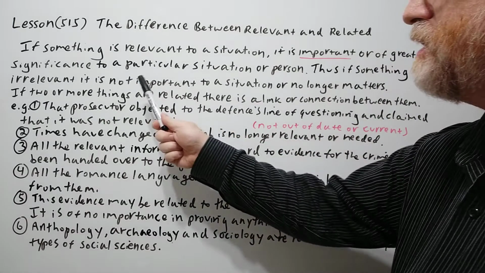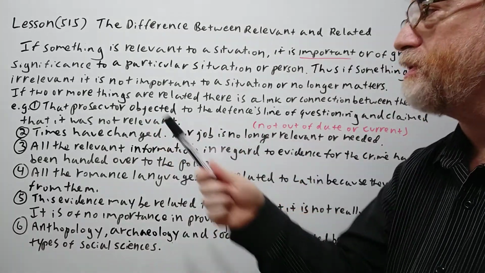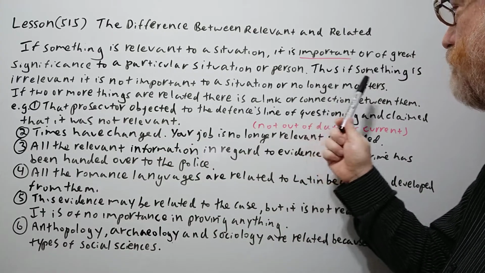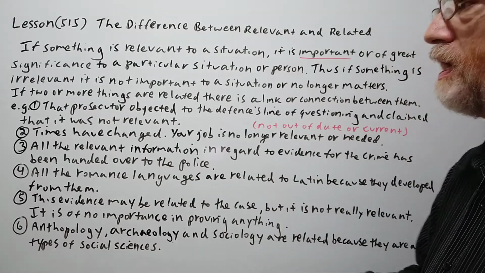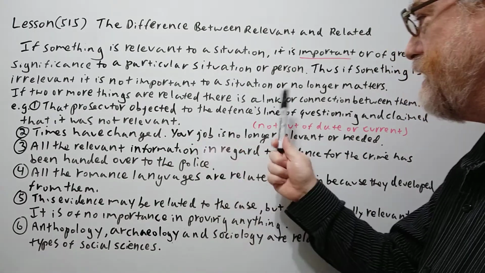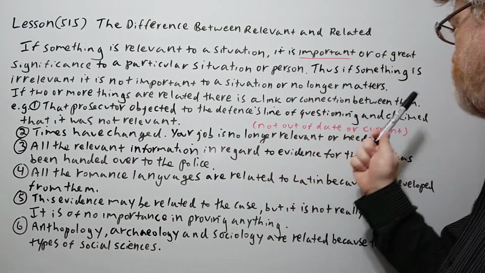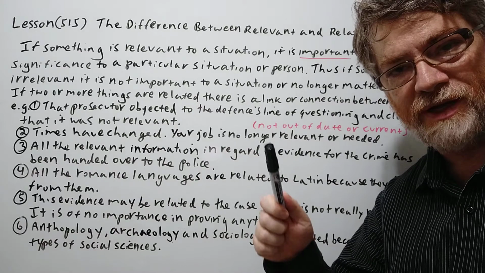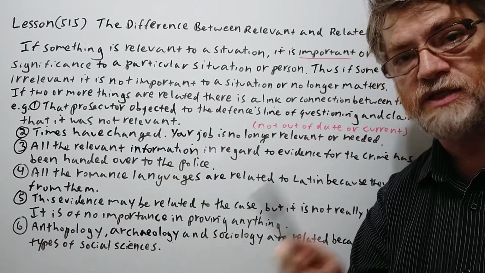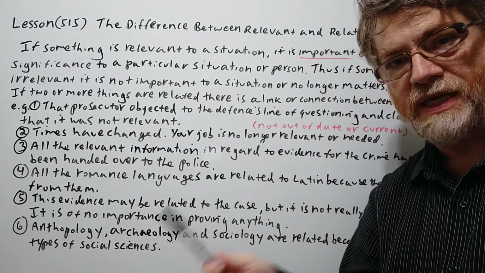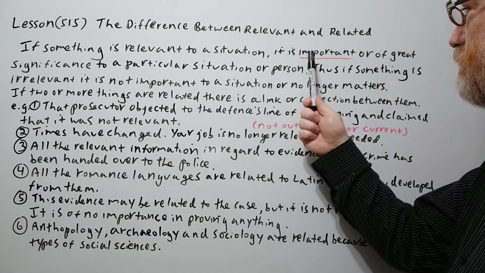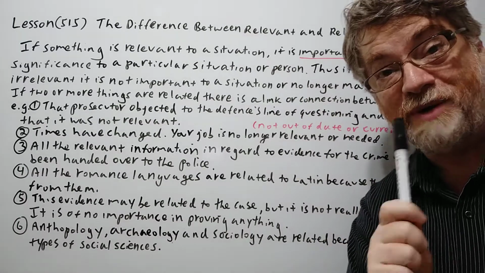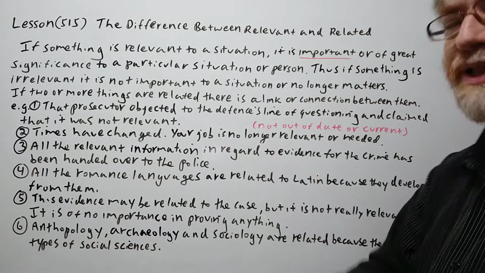Thus, if something is irrelevant, which is the opposite, it's not important to a situation or no longer matters. If two or more things are related, there is a link or connection between them. But that doesn't necessarily mean that there has to be a great deal of importance or significance between them. So here is really where the key difference comes in. So that's why the word important is very important to the word relevant.